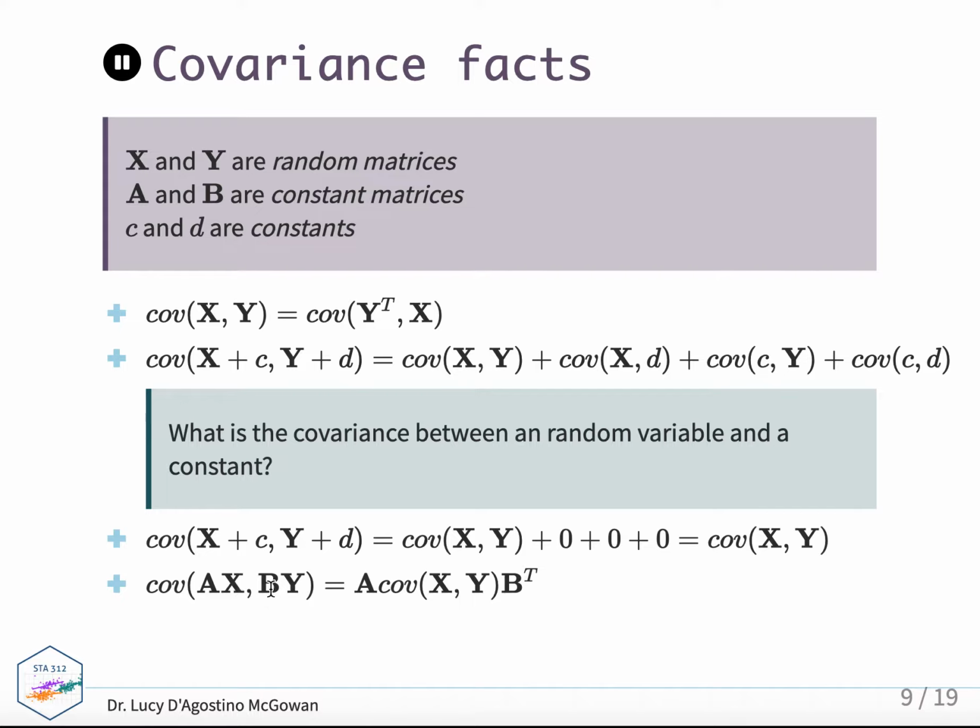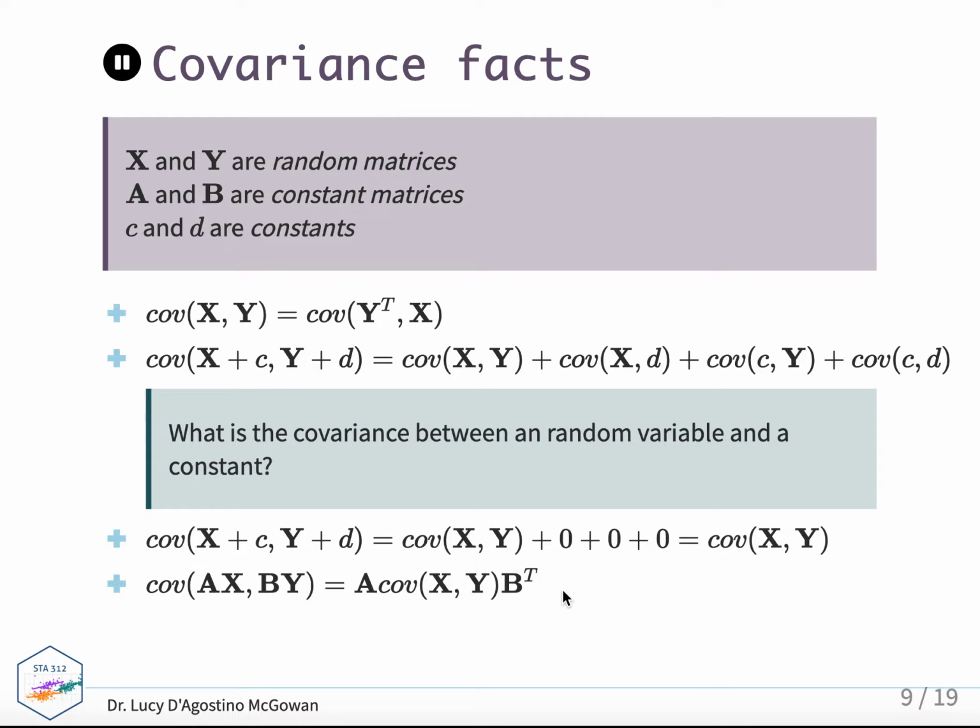our random variables x and y by these constant matrices. And so x is multiplied by the constant matrix A, and y is multiplied by the constant matrix B, and we'd like the covariance between AX and BY. Well, in this case, we can pull out these matrices. We can pull them to the outside of this covariance, and we end up with A times the covariance of x and y times B transpose.